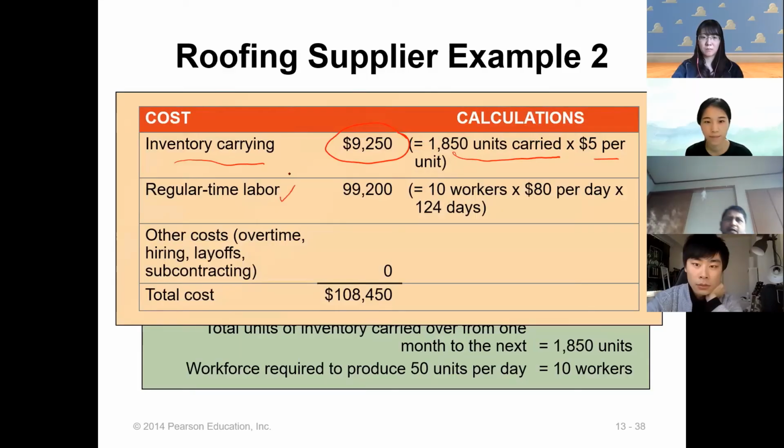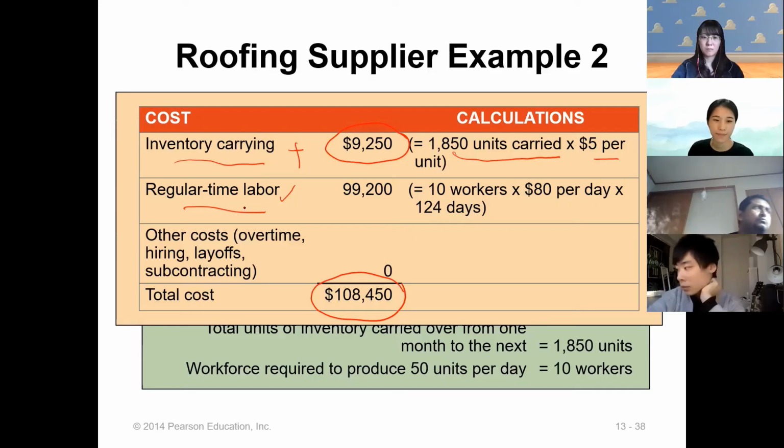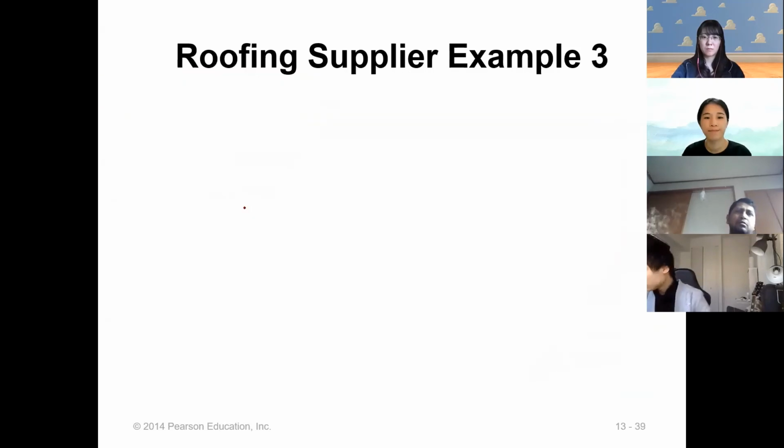And you add your regular hours. So this is now going into calculating the cost for this first plan. The first plan, which is constant workers, will cost you $108,450, by adding up inventory carrying costs plus regular time labor. You don't have any cost on overtime, or on hiring or layoff, because you didn't take in new workers. You didn't lay off workers. Okay, so this is the first strategy.